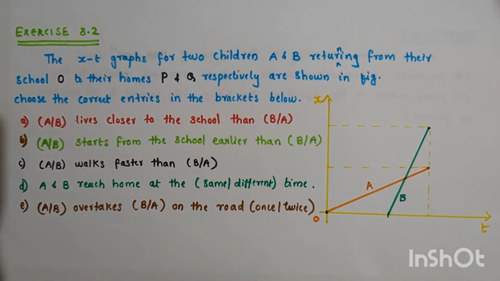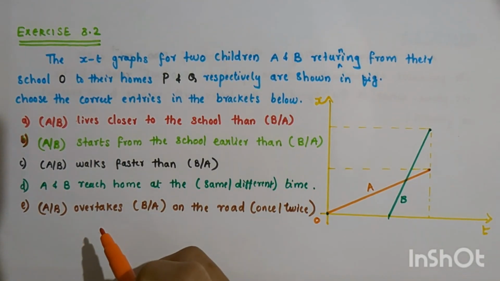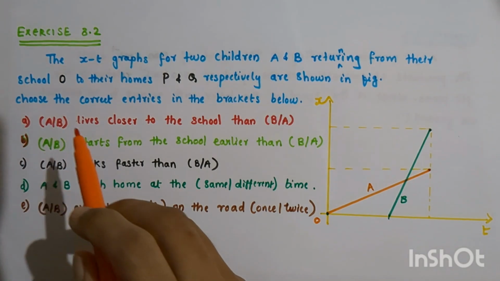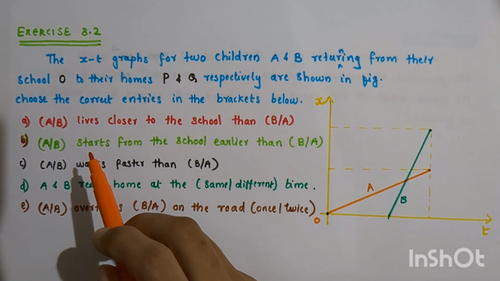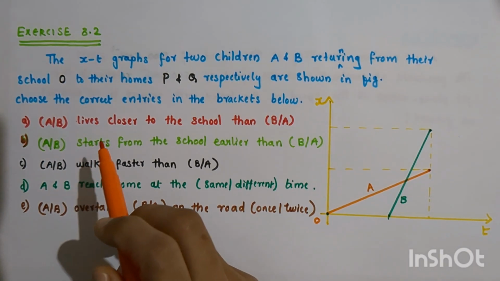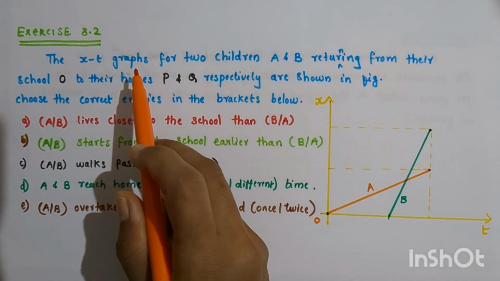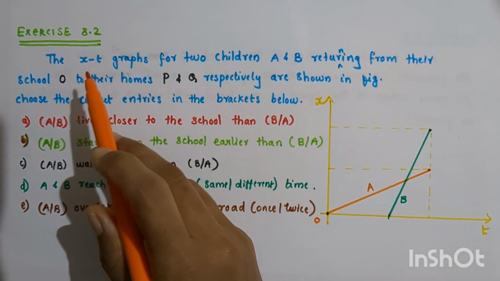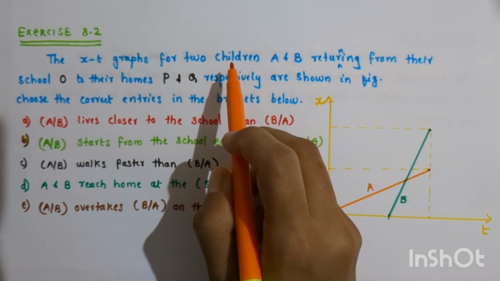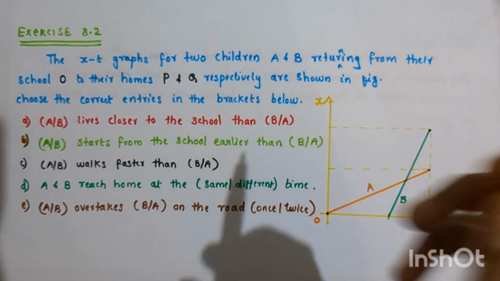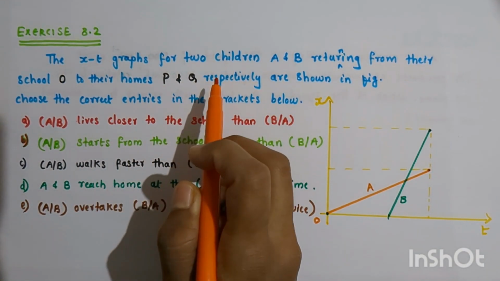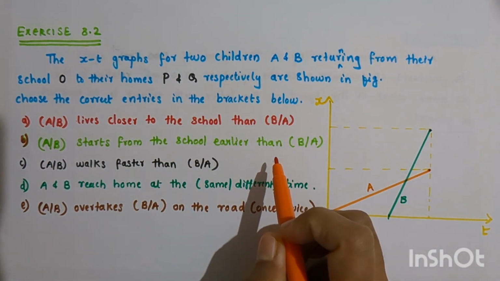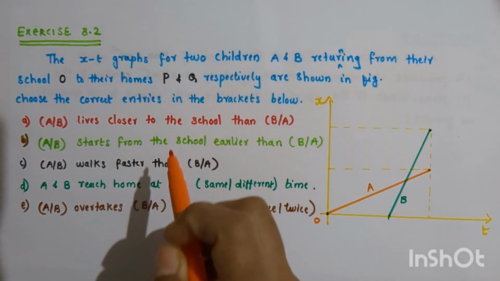Hello everyone. In this video, we are going to discuss exercise question 3.2 of class 11 physics from the chapter Motion in a Straight Line. So the question is: the position-time graph, x for position and t for time, for two children A and B returning from their school O to their homes P and Q respectively are shown in the figure. Choose the correct entries in the brackets below.